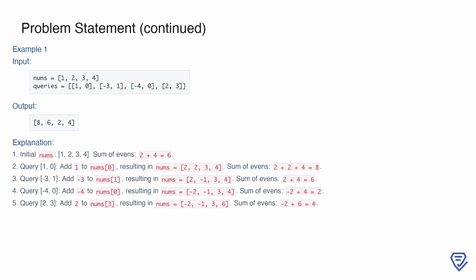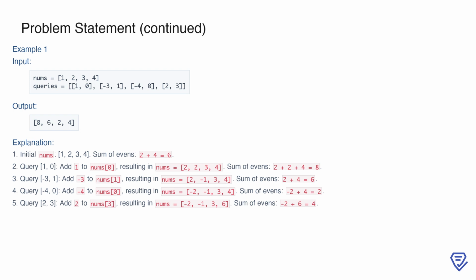Imagine nums is [1, 2, 3, 4], and queries is [[1, 0], [-3, 1], [-4, 0], [2, 3]]. Initially, the array nums is [1, 2, 3, 4]. Here, the sum of even numbers is 2 plus 4 equals 6. For the first query, [1, 0], we add 1 to nums[0], making nums [2, 2, 3, 4]. Now the sum of even numbers is 2 plus 2 plus 4 equals 8.